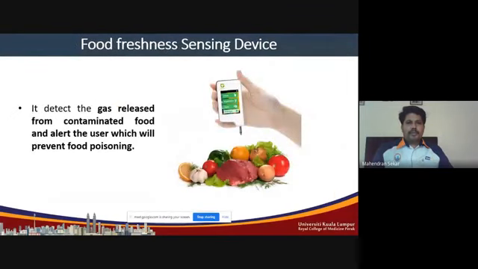And a food freshness sensitive device. This device can detect contaminated food. It will give some kind of alarm that your food is contaminated and no longer to be used. This one we definitely cannot make ourselves, so we need some kind of collaboration with engineering people.